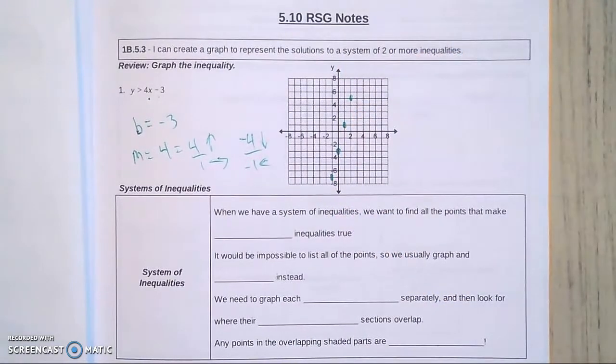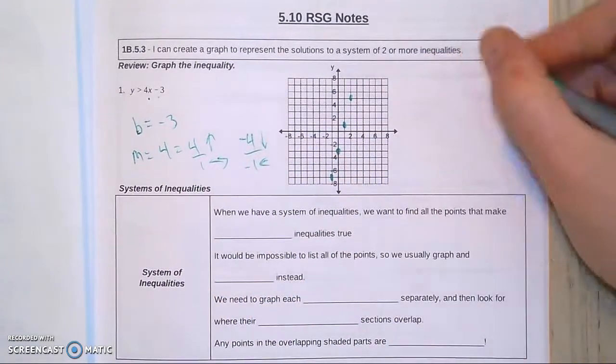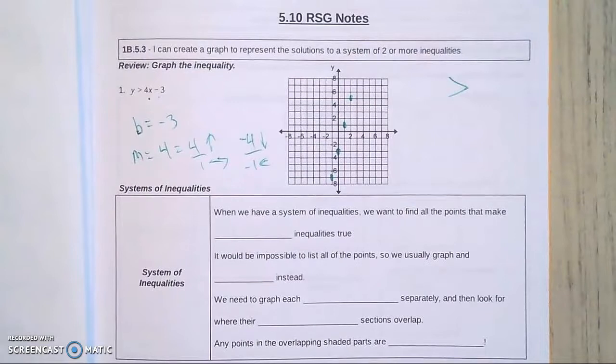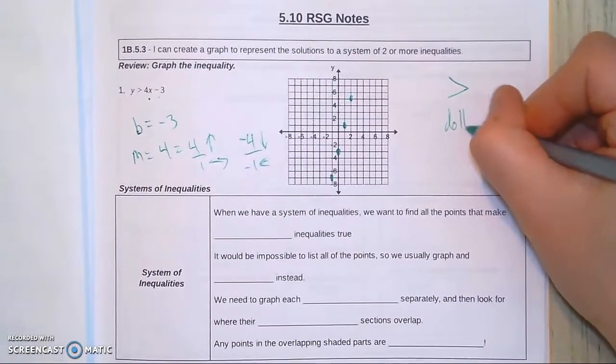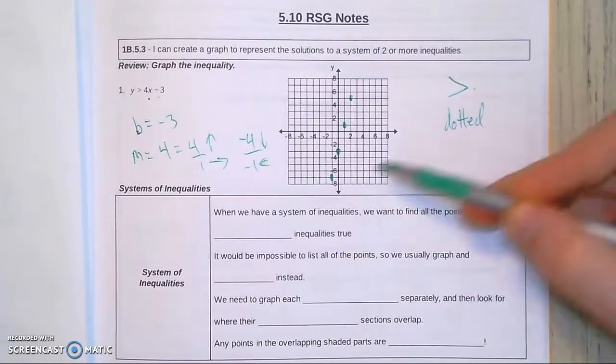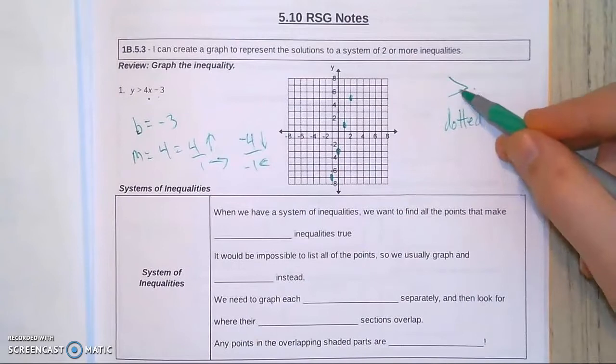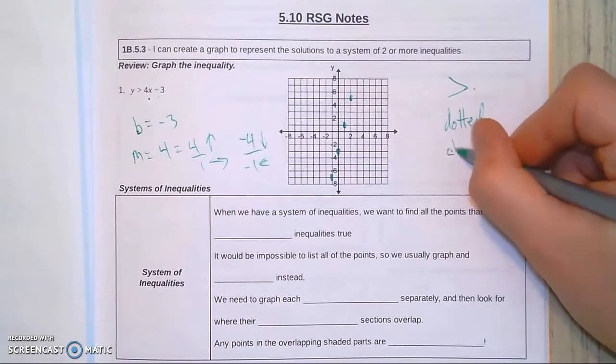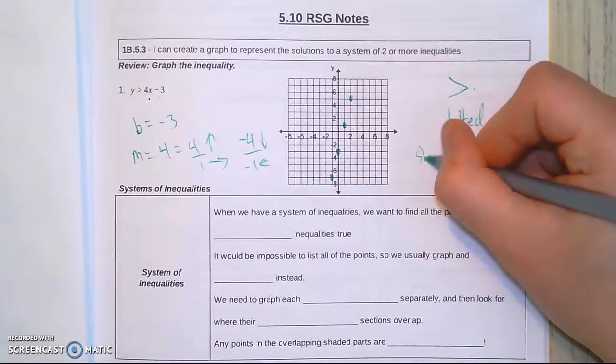Now, with a linear equation, we would just connect the dots, draw a line, we're done. But with a linear inequality, remember this was a greater than symbol. That tells us 2 things. First, we're going to use a dotted line, because the line itself is not actually part of the answer, since it's not equal, which is where the line is. And to show that it's greater than, we're going to shade above.